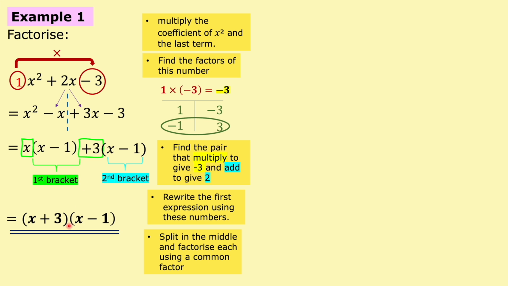Remember as well that if you have the brackets round the other way, so x minus 1, x plus 3, that's correct as well. It doesn't matter which way around you write your brackets, just as long as the terms inside the brackets are the same.